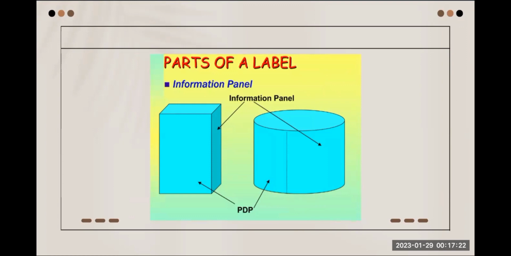Ito po yung example ng naunang picture po. Ito po yung sa rectangular and then cylindrical. Makikita niyo po yung sa information panel. Diyan po makikita sa may gilid yung nilalaman po ng product, ingredients, timbang, saan ginawa, sino nag-distribute. And sa PDP po, ito po yung pinaka-display sa harap. Diyan po mas makikita yung pinaka-label ng product na bibili natin at para mas ma-inform yung mga consumer na bibili po. Next po.